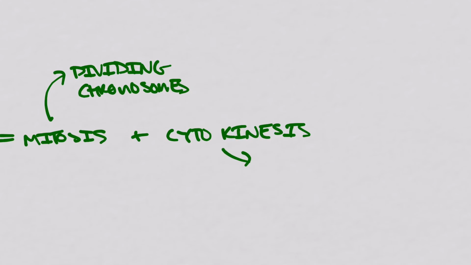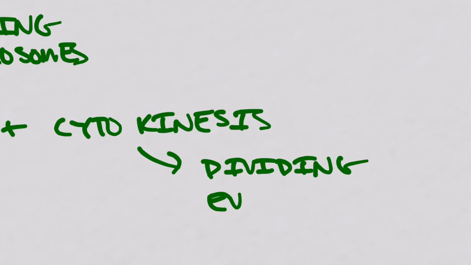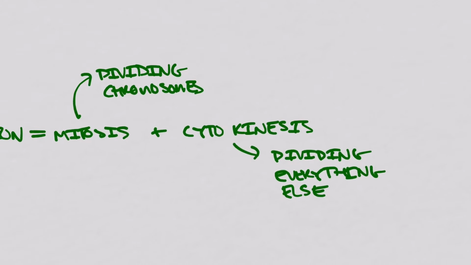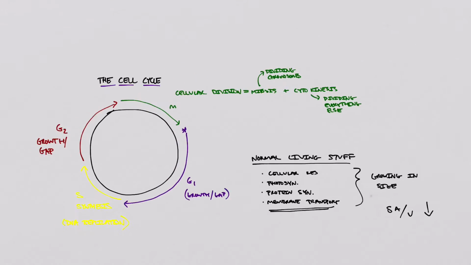Cytokinesis is responsible for dividing up the rest of the stuff. So cytokinesis is responsible for dividing everything else. Mitosis, again, the chromosome stuff inside the nucleus. Cytokinesis is everything else, like, for example, the smooth and rough ER, all the ribosomes, all the mitochondria, and if you're a plant cell, the chloroplasts. So making sure everything that's within the cytoplasm gets divided equally.